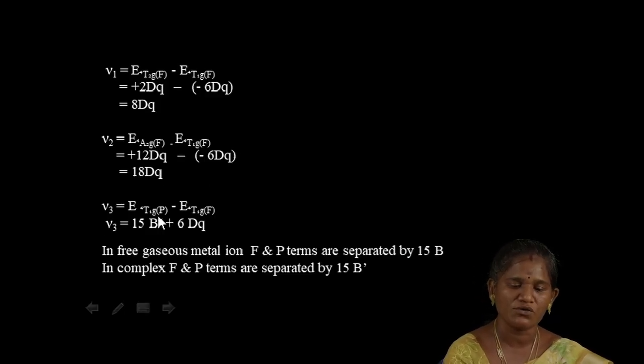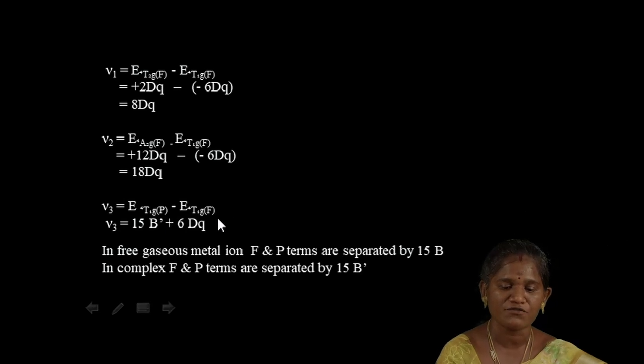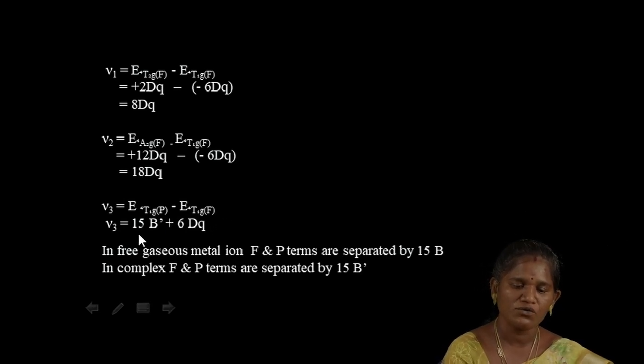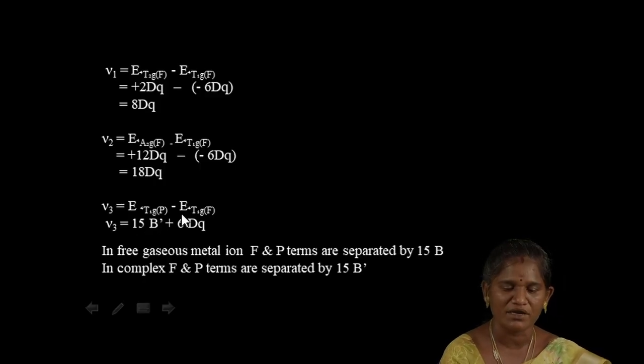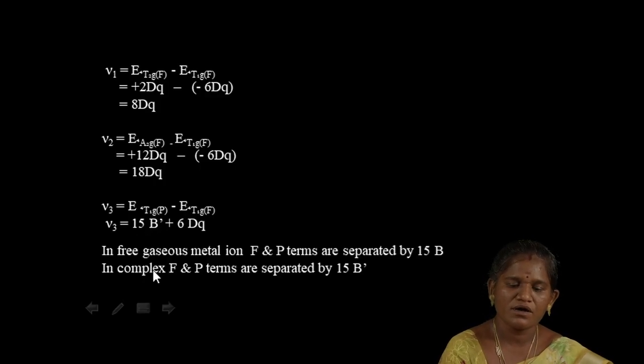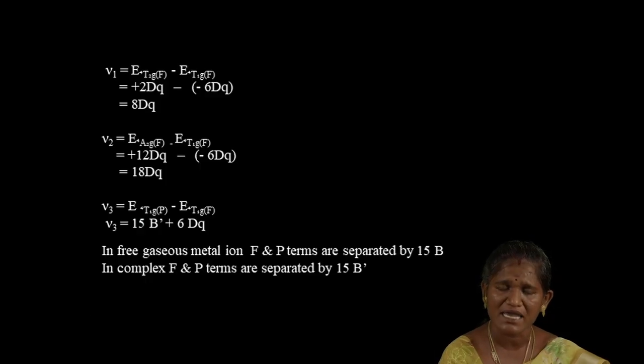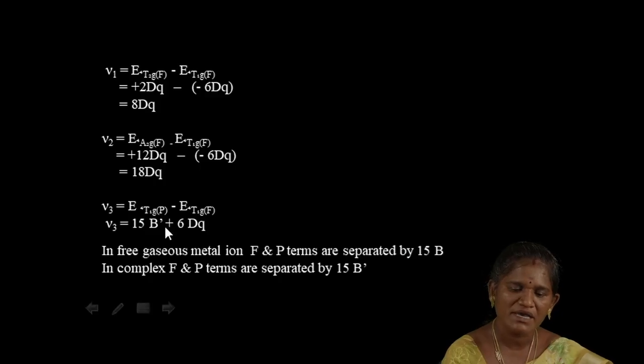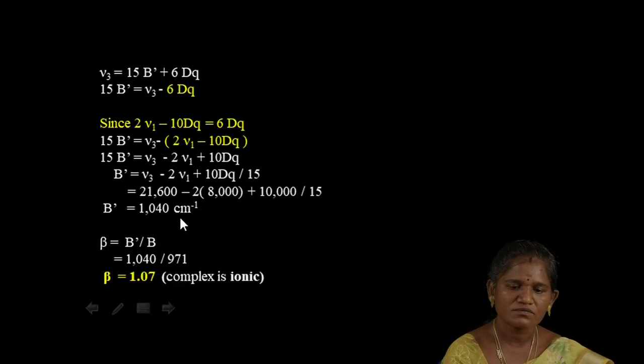Similarly, nu 3 is equal to energy of T1GP minus energy of T1GF, where the energy of T1GP is calculated from the Racah parameter value. Here for a complex, the F and P terms are separated by 15B prime. For a free metal ion, the F and P terms are separated by 15B. Here we are discussing the cobalt complex, so it will be 15B prime. So now we can calculate the B prime value from the third equation, that is nu 3 is equal to 15B prime plus 6 Dq.